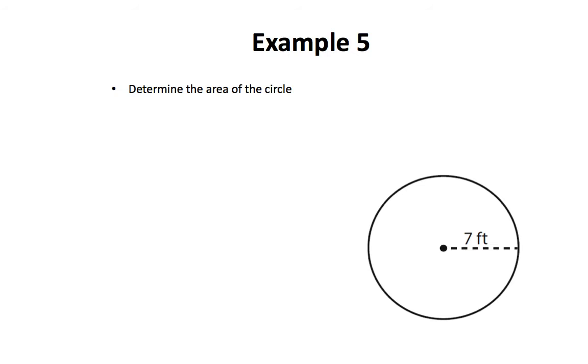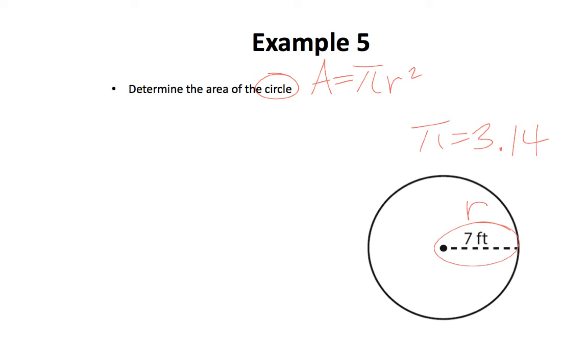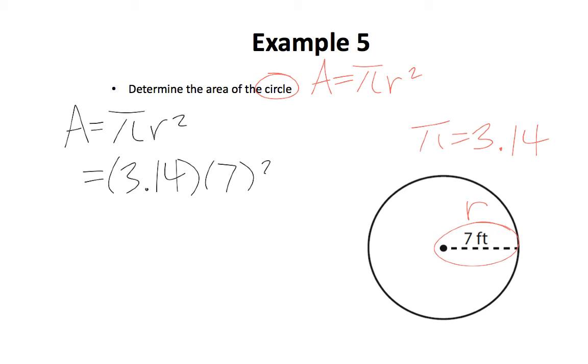In our last example, we want to determine the area of the circle. If you remember, the equation for area of a circle is pi r squared. 7 feet is the radius, while if you recall, pi can be approximated to be 3.14. Let's begin by rewriting our equation, which is pi r squared. Instead of writing pi, let's write 3.14. And instead of writing r, we are going to write 7 in brackets.